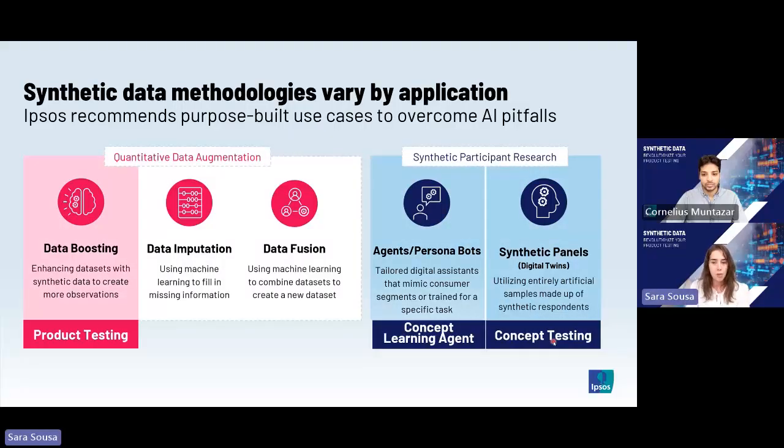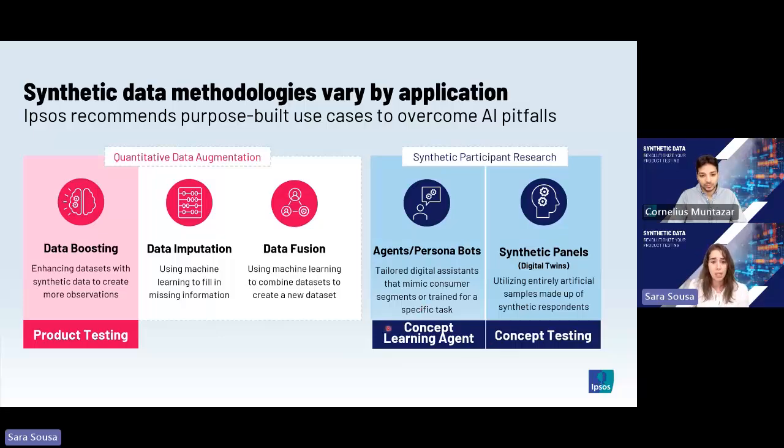In the context of consumer research and specifically in the innovation territory, this is also being applied. Data boosting is the topic of today, and we'll talk more about this in terms of product testing. But on the far right, these examples that we talked about are already being applied, and there are concrete applications for you to consider.